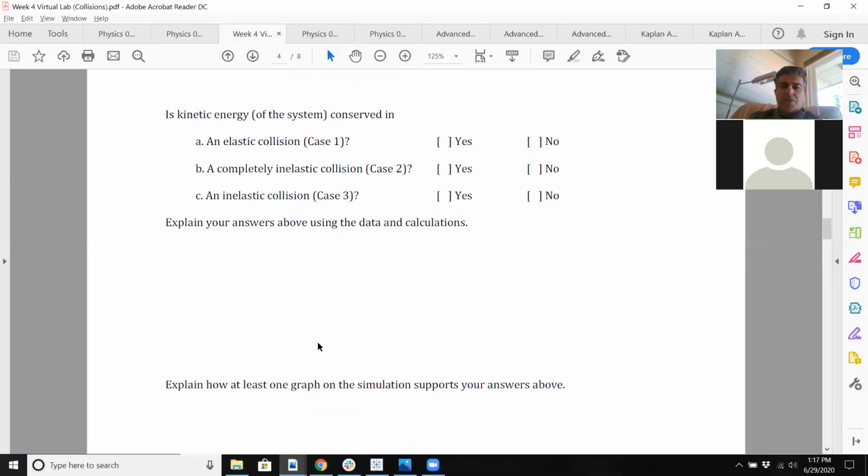For energy, of course, they were different. For case 1, it was conserved, but not for cases 2 and 3. And again, you can show that when we calculate the energies, they're different. Talk about how for case 2 it's 1/9. The final kinetic energy is 1/9 of the initial kinetic energy. Case 3, you could say is about 0.68 or so.